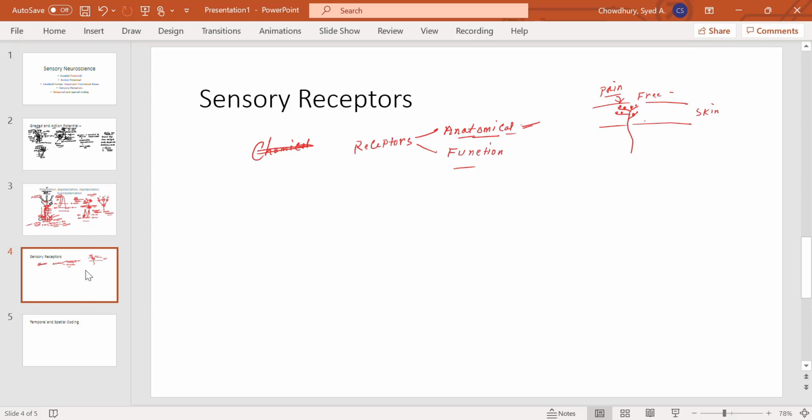Some receptors are housed inside capsules or membranes. For example, in your skin, you have touch receptors, right? And touch receptors could be of two types. One is the soft or fine touch, another is the deep touch or crude touch. For example, Pacinian corpuscles, and you'll see the receptors are housed or located inside membranes or bounded by the membrane. So these are called corpuscles.